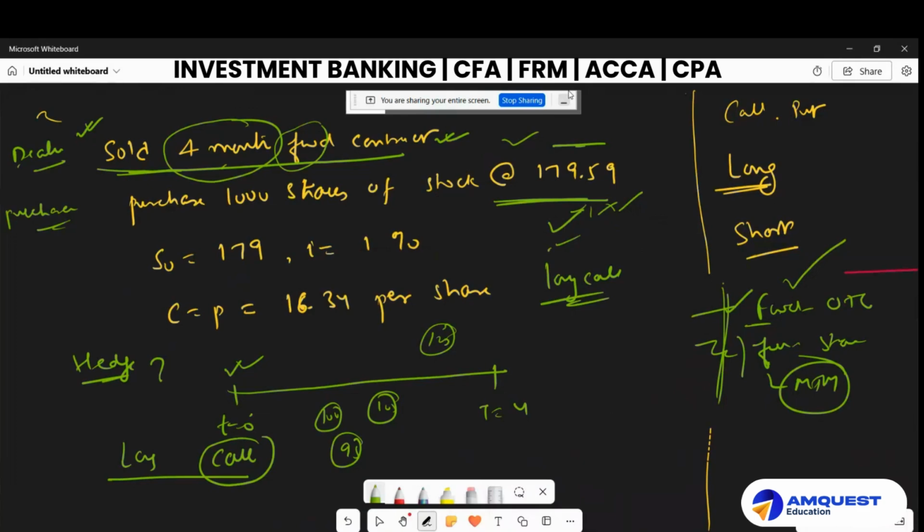Again, think from a dealer perspective. You are a dealer, and let's keep it simple. Let's not make it 179, let's make it 200. You are a dealer and I'm a purchaser. So you will tell me, Ankur, let's have a deal that after 4 months, I'll sell you at 200. What's your risk? Your risk is, what if the price goes to 50? What if the price goes to 250?